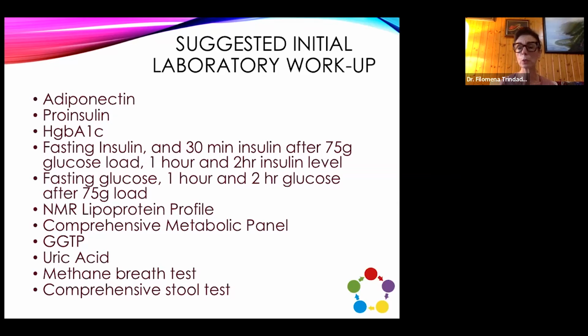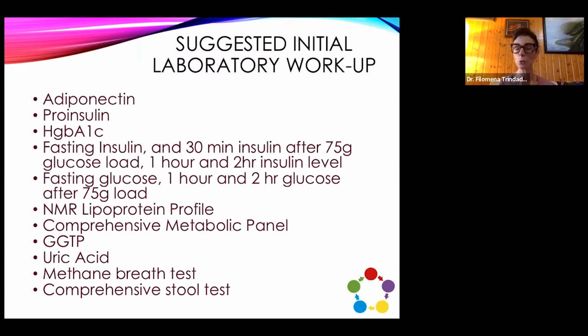Then I feel it's really important that we also look at expanded lipid profiles by nuclear magnetic resonance. Sometimes you may see changes in the lipoprotein profile before you see changes in the insulin. Initially, it looked like this was always going to be true. Now, actually, we realize that it may be true in some patients, but not always, and definitely not in all patients.